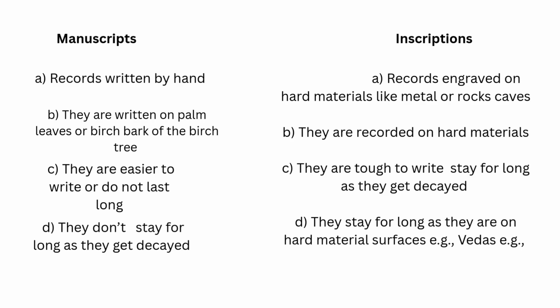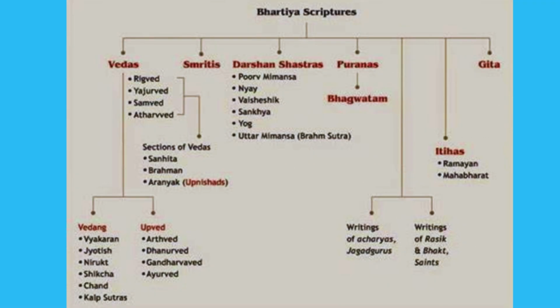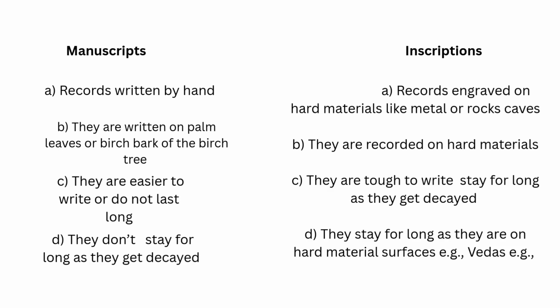See, manuscripts are written records made by hand, whereas inscriptions are written records on hard materials like metals or rocks. Manuscripts are written on palm leaves or the bark of the birch tree, whereas inscriptions are recorded on hard material. So manuscripts are easy to write but do not last long, whereas inscriptions are tough to write but they can stay long. An example of manuscripts includes the Vedas, whereas inscriptions are on hard surfaces like stone, etc.